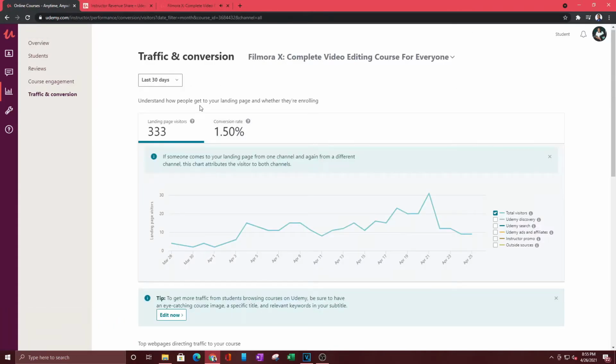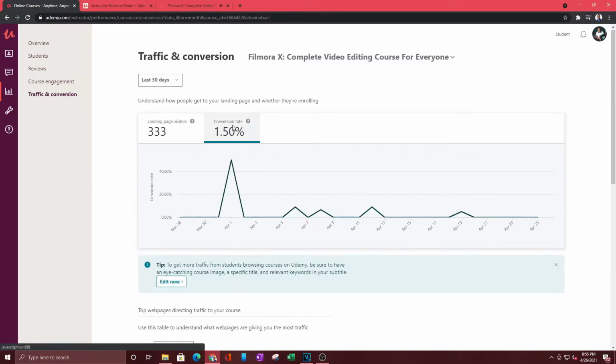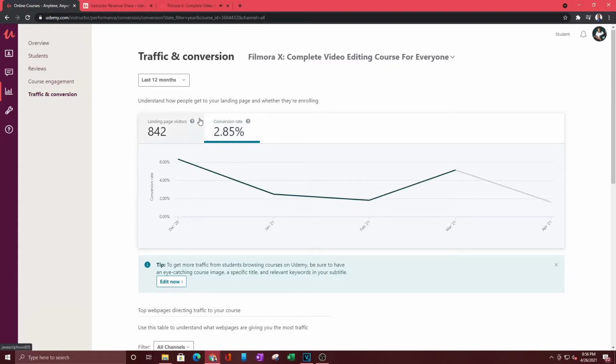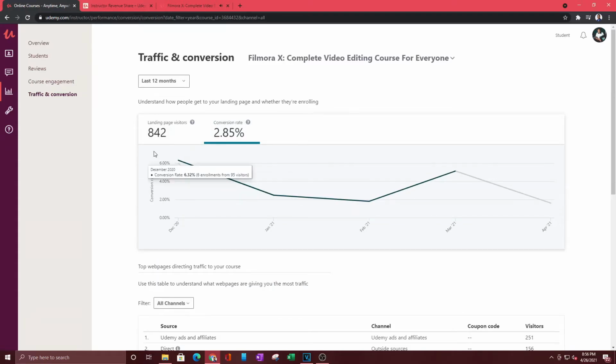On a monthly basis, we have an average of 333 landing page visitors, and the conversion rate is 1.5, right? Conversion rate is essentially how many people visit the page and how many are actually buying the course. Let's go back to the last 12 months. You can see that we have a pretty average conversion rate. In December of 2020, when the course was published, we had a 6.32 conversion rate, which means that out of 95 people that visited the website, 6 actually bought a course.